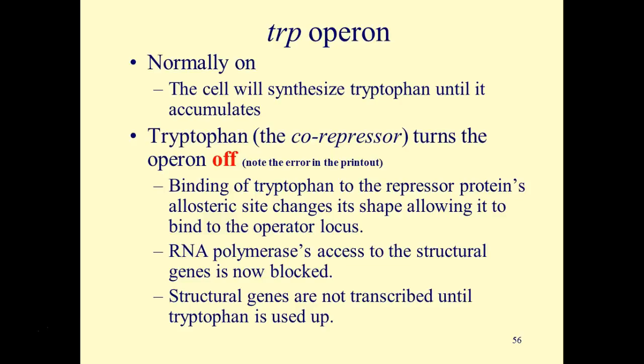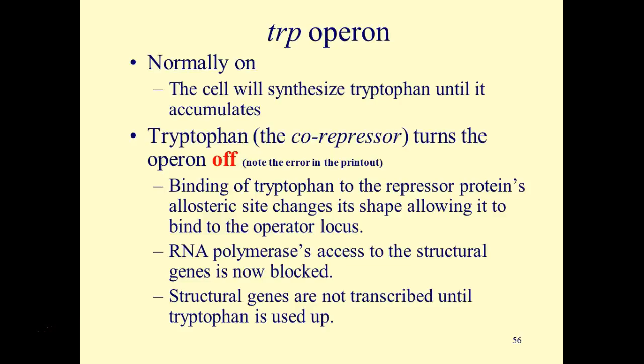So tryptophan is made, tryptophan is used up, and at some point, perhaps the cell is at hard times. It finds itself in a terrible environment. Reproduction is not going to continue, and tryptophan builds up. Tryptophan, which is the co-repressor, turns the operon off. Now, if you're following along with the notes, there was an error there. It says that it turns the operon on. It does not. It turns it off.